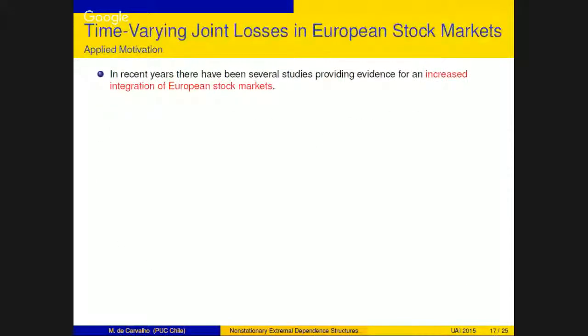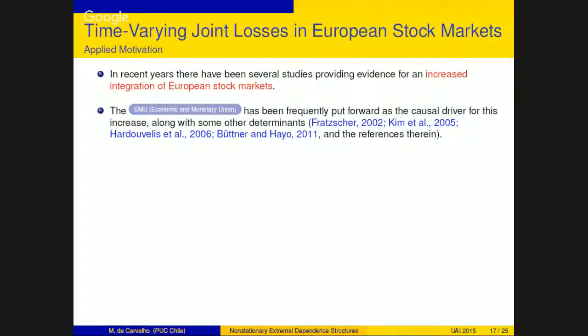Okay, so I think I have around 10 minutes. I'd like to devote the remaining time to an application of these ideas to modeling dependence between losses between markets in Europe. Okay, so in recent years, this is something which has been widely discussed. Well, people speak about an increased integration of European stock markets. Well, and in the finance literature, this has been widely studied. Well, there are actually some interesting papers which have put forward the EMU, which stands for the Economic and Monetary Union, as the causal driver for this increase.